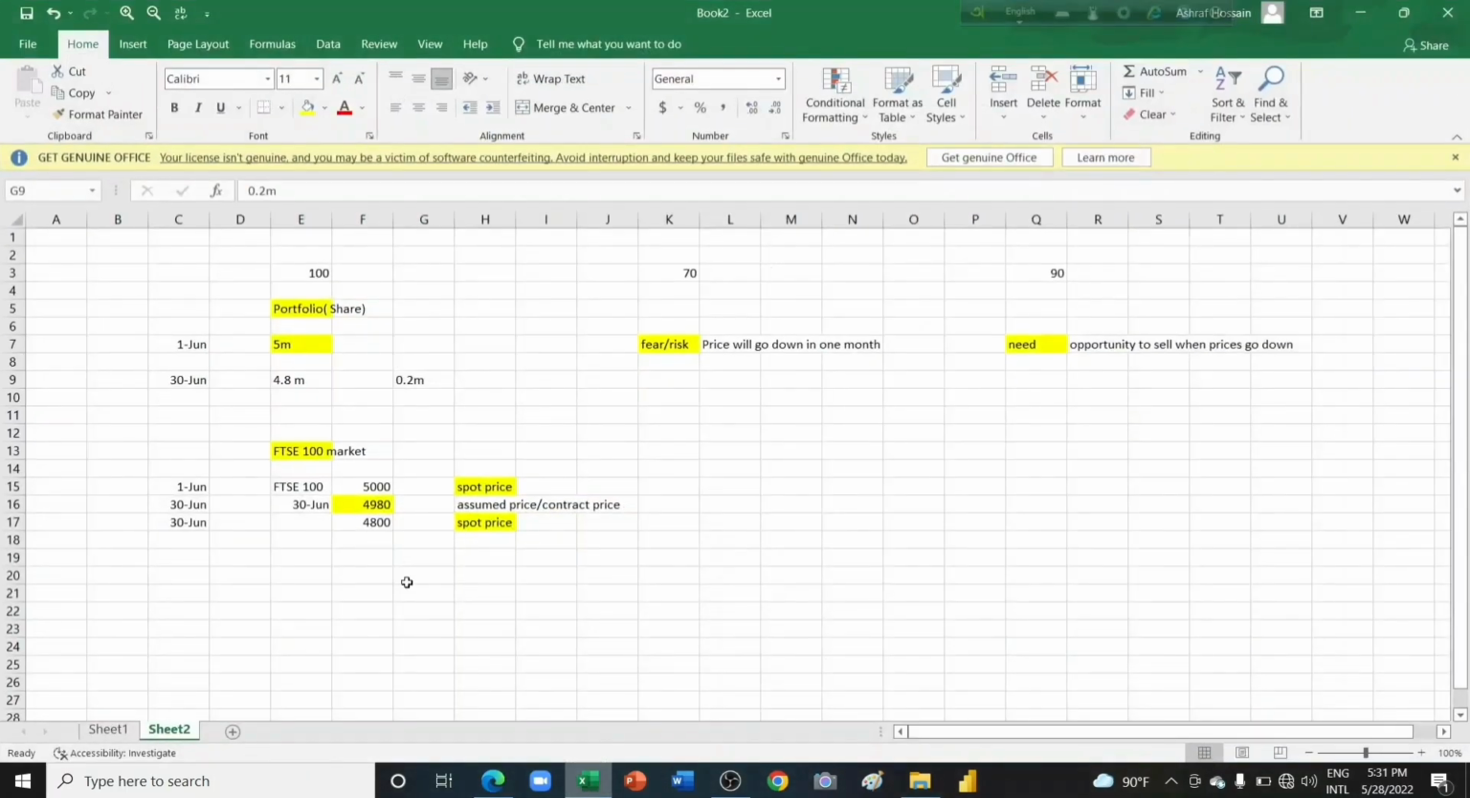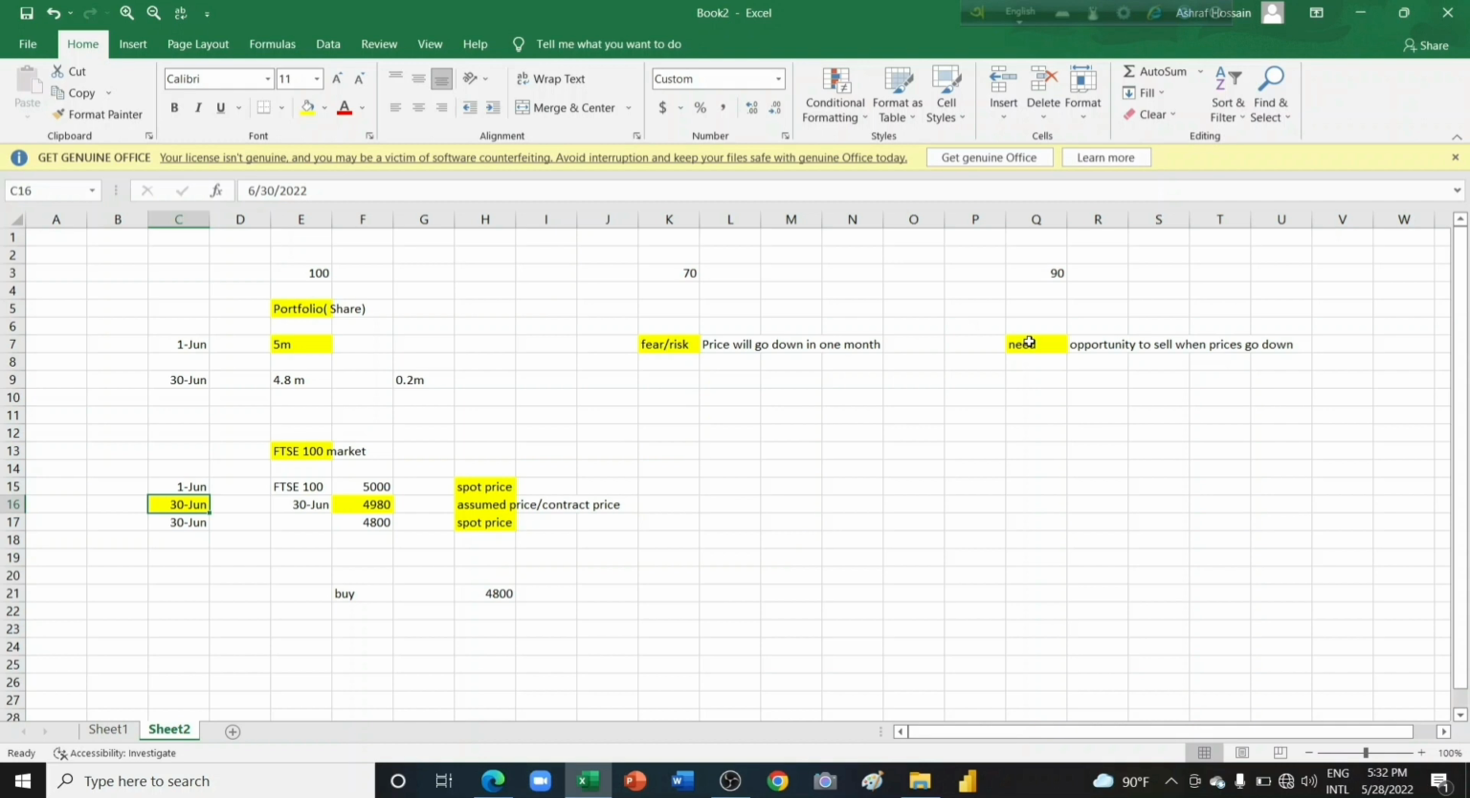And in the FTSE 100 market, I have already got a right to sell these futures for 4980, whereas the price on 30 June is 4,800 points. So what I would do is, as the spot price is 4,800 points, I would go to the FTSE 100 market and buy these futures for 4,800 points. Look, on 1st June, when I signed this contract, I did not buy anything. I just signed a contract that I would have a right and obligation to sell on 30 June, as I needed to sell.